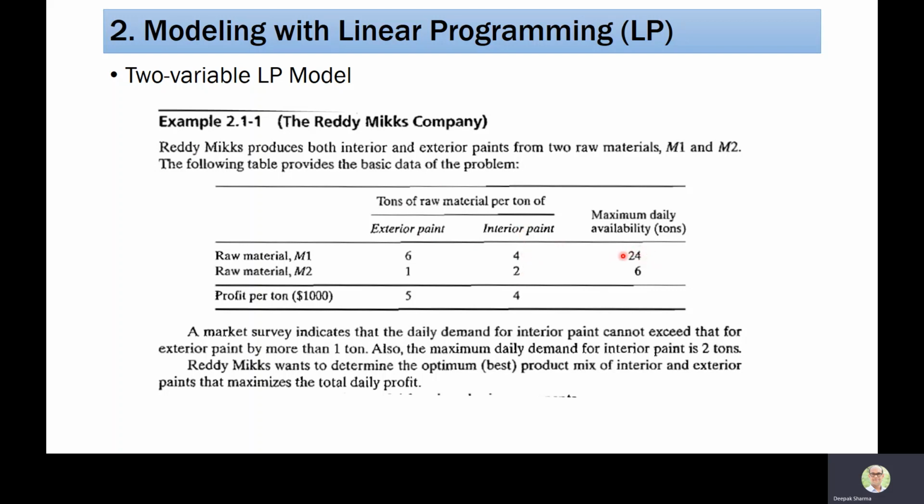If we look at the availability, raw material M1 is 24 tons, and raw material M2 is 6 tons. If we look at the profit per ton, meaning when we sell exterior paint, it will be $5,000, and if it is interior paint, it will be $4,000.